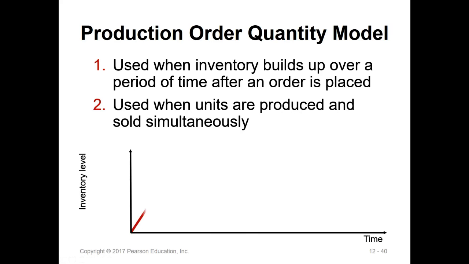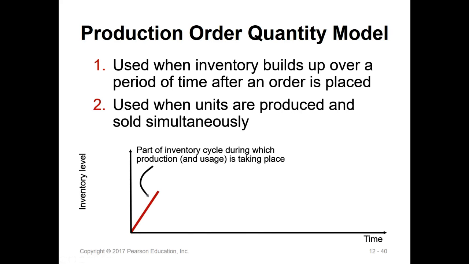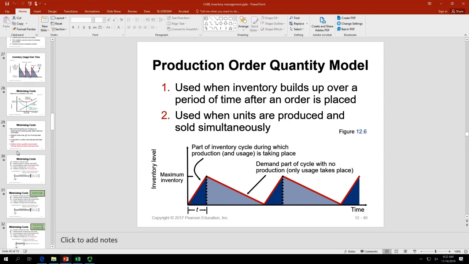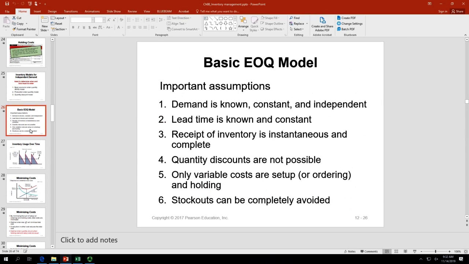Good morning. Today we will continue with the inventory control model. The previous model is the simplest model. In the previous model, we looked at quite a few assumptions. Demand is known, constant, and independent. We assume the lead time is known and always constant. And receipt of the inventory is instantaneous and complete.